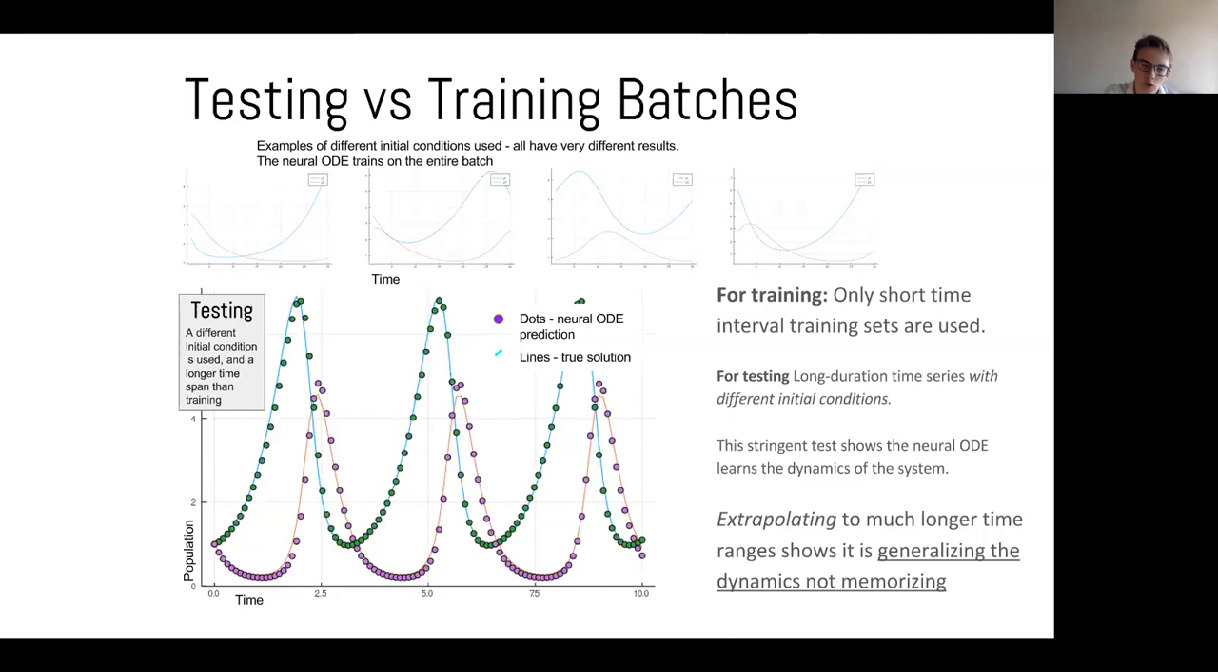And I also, for testing data, apply it to a much longer time interval to see that it extrapolates past the time interval it learned on. Still it's good predictions.